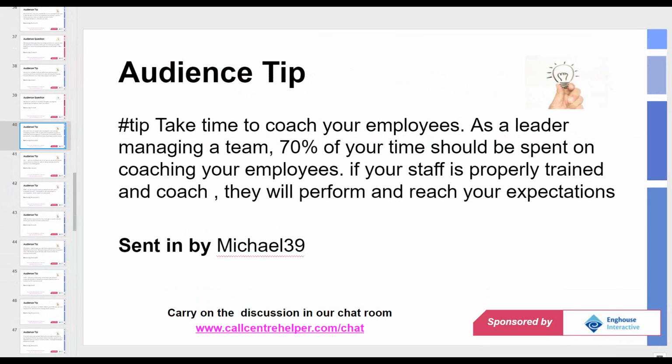Yeah, it's an interesting one. Take time to coach your employees. As a leader managing a team, 70% of your time should be spent on coaching your employees, says Michael. If your staff are properly trained and coached, they'll perform and reach your expectations.